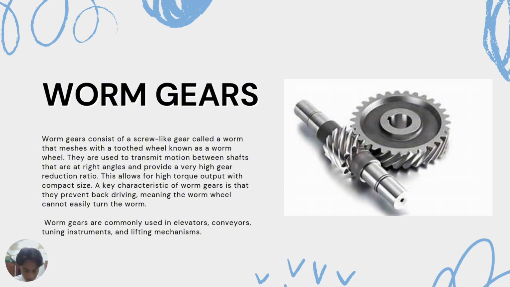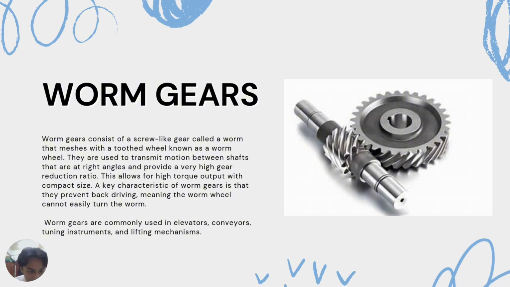Next we have worm gears. Worm gears consist of a screw-like gear called a worm that meshes with a toothed wheel known as a worm wheel. They are used to transmit motion between shafts that are at right angles and provide a very high gear reduction ratio. This allows for high torque output with compact size.